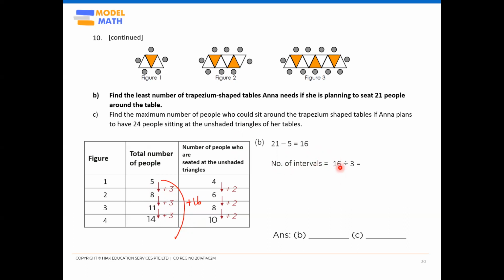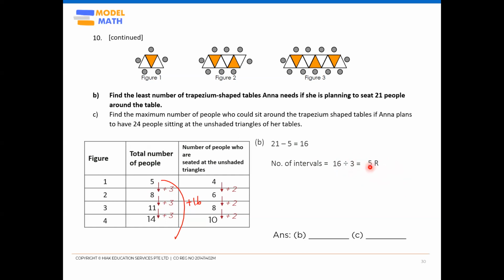Of course, we all know that 16 is not in the 3 times table. Hence, you should end up with a remainder for this solution. 16 divided by 3 will give us 5. So what is the remainder? When you key it into the calculator, it will give you a really long repeating decimal. Please do not put down the decimal, because you can't have 5.5 intervals. You have to calculate what the remainder is.